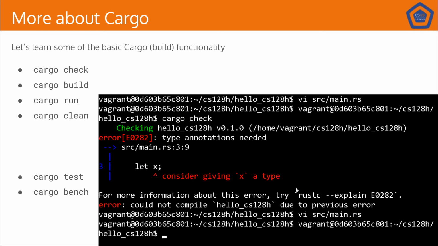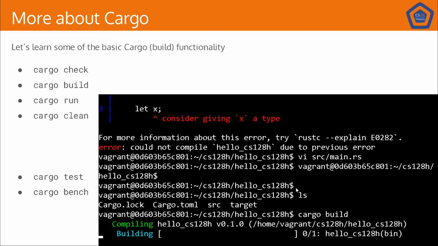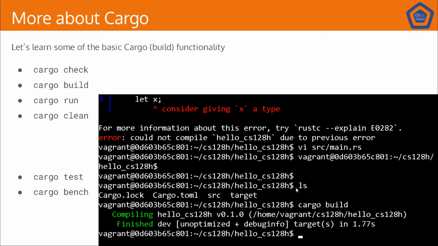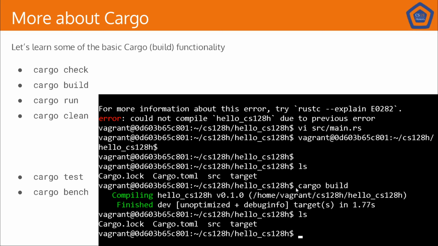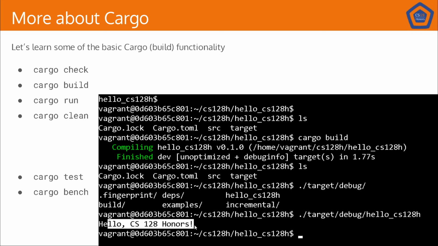Similarly, we have cargo build, which we briefly looked at. Cargo build, once again, pulls all of the dependencies together, compiles your code, and provides you with an executable in, if you remember, the target debug folder. Target debug, and then we have our executable hello CS128 honors. See it right here.